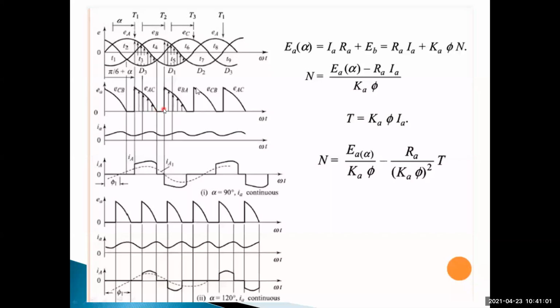The output voltage is discontinuous, but the output current is continuous. There are no ripples; the output current is in continuous conduction mode. This is called the source current waveform. Similarly, for alpha equal to 120 degrees, we get this output voltage waveform. Actually, this would go to the negative side, but because of the freewheeling diode, this negative voltage does not appear across the drive.